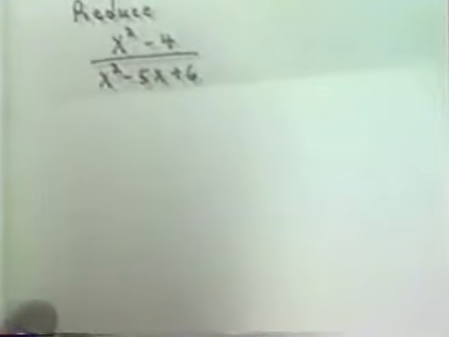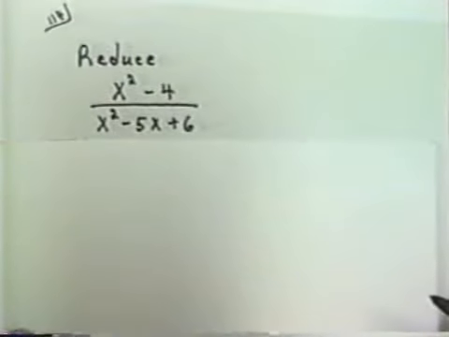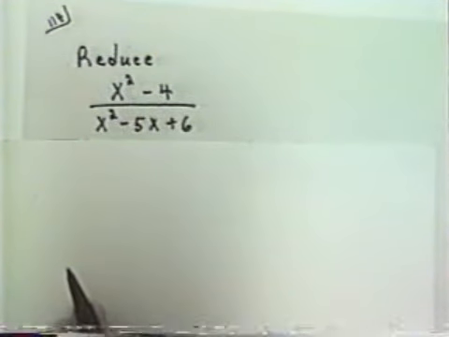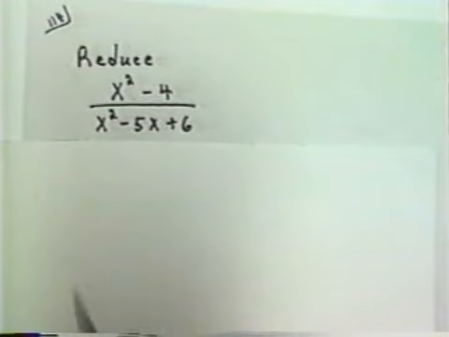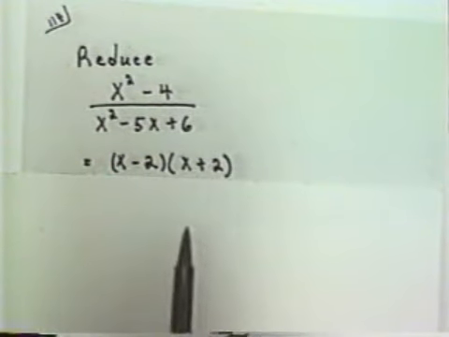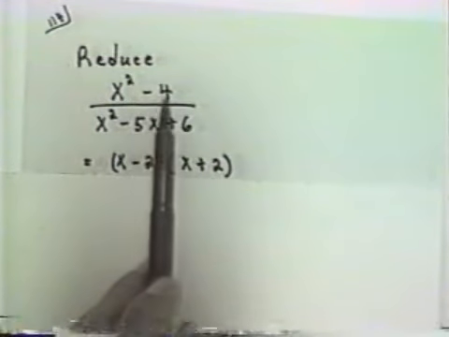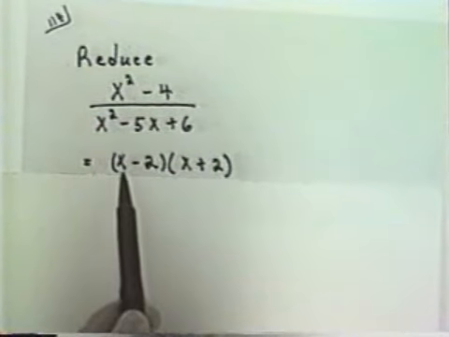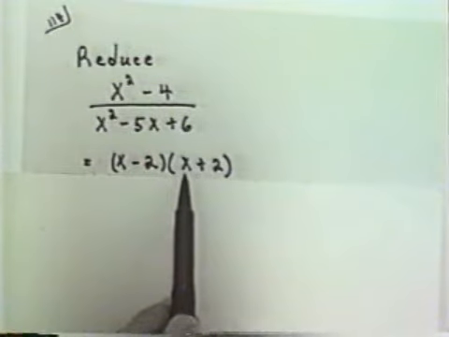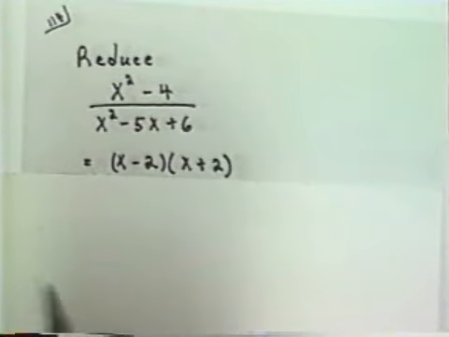Let's look at this example. Let's reduce x squared minus 4 over x squared minus 5x plus 6. Well, the first thing I want to do is to completely factor. Well, I can factor x squared minus 4 as x minus 2 times x plus 2. x squared minus 4 is the difference of two squares. So it would be the square root of the first minus the square root of the second times the square root of the first plus the square root of the second.